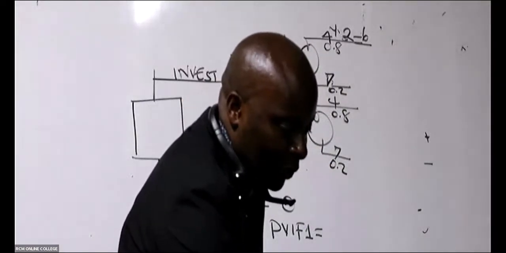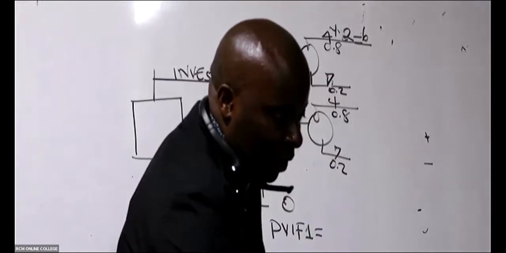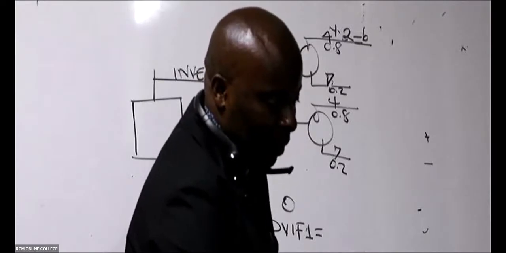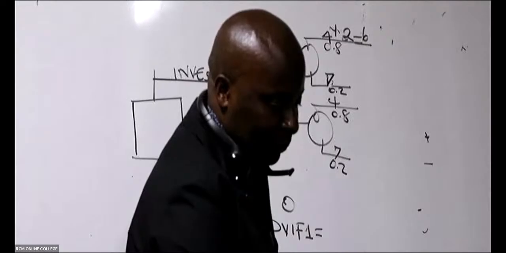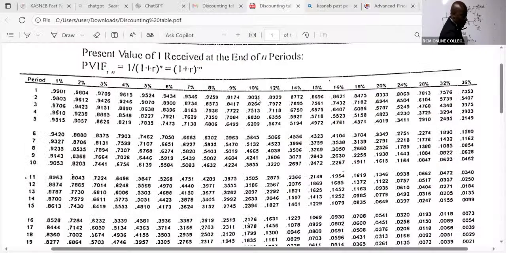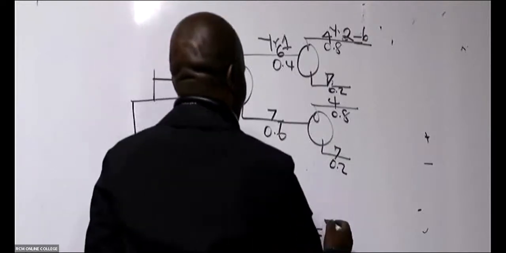Oh, not yet, they haven't finished. So we have here 10% PVF. The present value factor for end of year 1 is 0.9091.